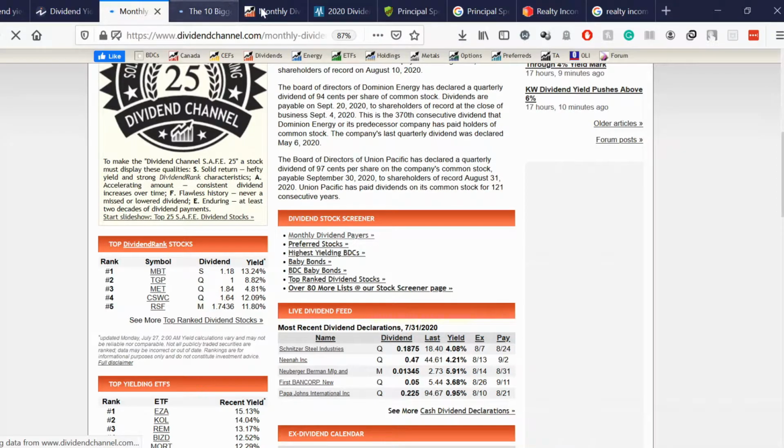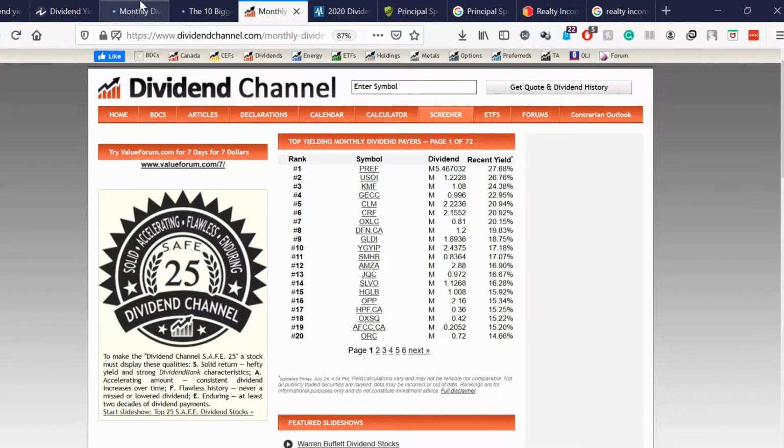and you know what? I already loaded it over here. Okay, well, there you go. It came up, and it'll show you top yielding monthly dividend payers, page 1 of 72. So right now the highest yield is 27.68%, which is massive.